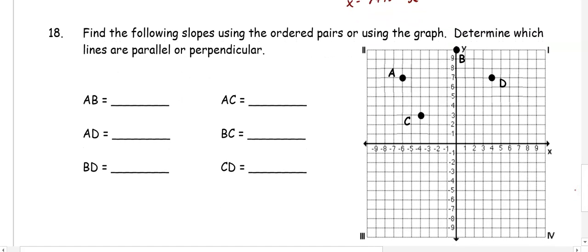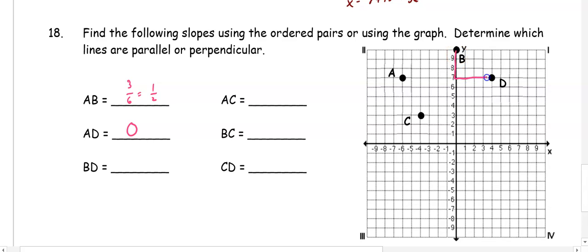In 18, find the slopes using ordered pairs or the graph. Determine if the lines are parallel or perpendicular. So when I look at AB, I went up 3 and I went over 6. So my slope is 3 over 6, which reduces to 1/2. Then we have AD. So A and D are on the same line. So that slope is 0 because they're horizontal.